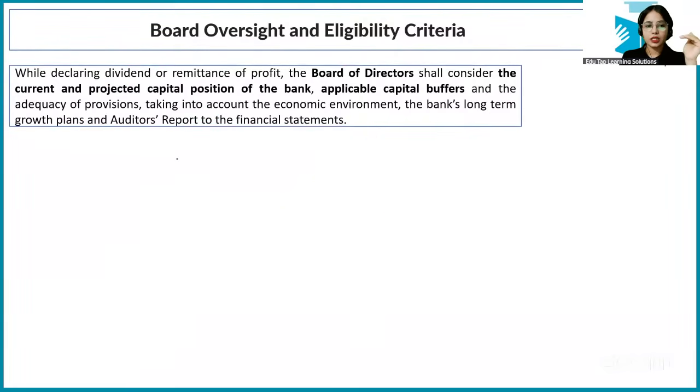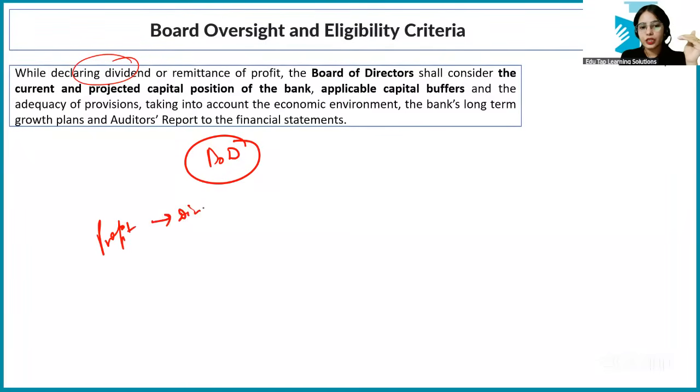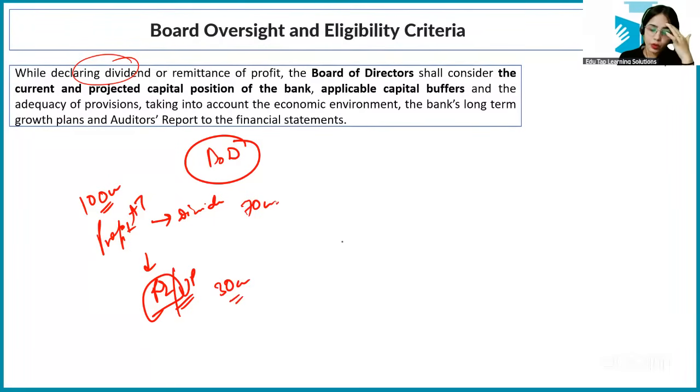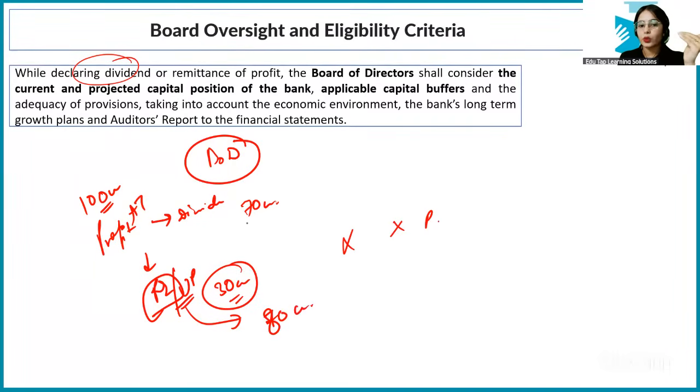While declaring the dividend, the board of directors have to keep in mind that from their profit, how much dividend can they declare and how much of the retained earnings or undistributed profit should they keep with themselves. If the profit after tax is, let's say, 100 crores, can we provide a dividend of 70 crores and keep the undistributed profit as 30 crores? The bank will see that, okay, we do not have enough capital, we do not have enough provisions, so we need to keep the undistributed profit as 70 or 80 crores, and only 20 crores of dividend will be shared with the shareholders. Got it? Is this clear?